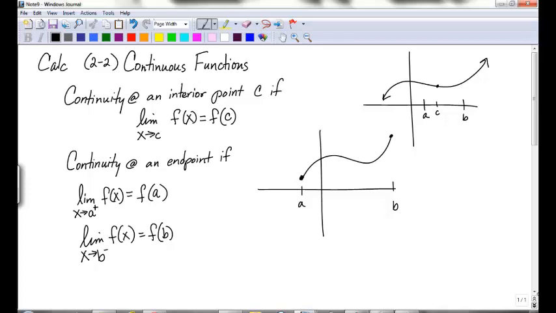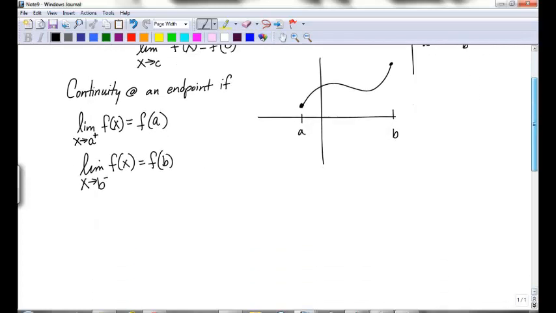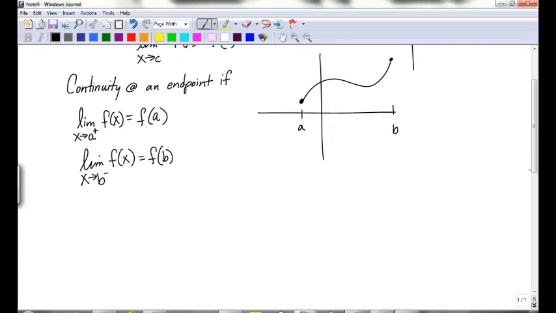So you can read that section. That's just a little bit of their introduction. You're not just looking at the whole function, you're looking at the endpoints, you're looking at the interior points. Then the author defines a function is continuous.